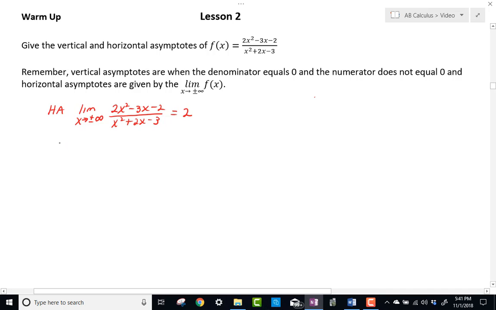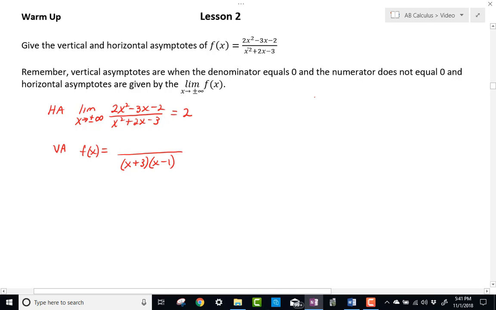So to find the vertical asymptotes, we need to know when the denominator equals 0. So I'm going to factor the denominator. Actually, I should check the numerator, because if there's a common factor up top and bottom, let's see if we can even factor the numerator. So f of x equals, I know the denominator is going to factor, that's x plus 3 times x minus 1.